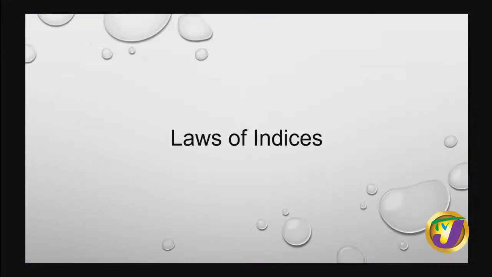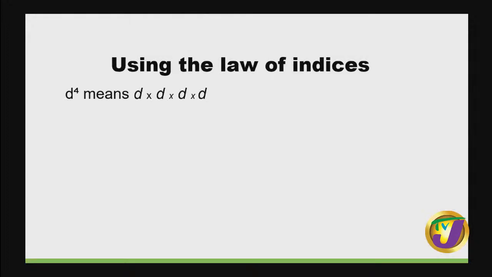All right, great. We're going to look at another thing as it relates to algebra, laws of indices. So let us look at that. Let us review a little bit. D raised to the power of 4. What does that mean? It means that you're multiplying D by itself 4 times. All right, so we have D multiplied by D, multiplied by D, multiplied by D.